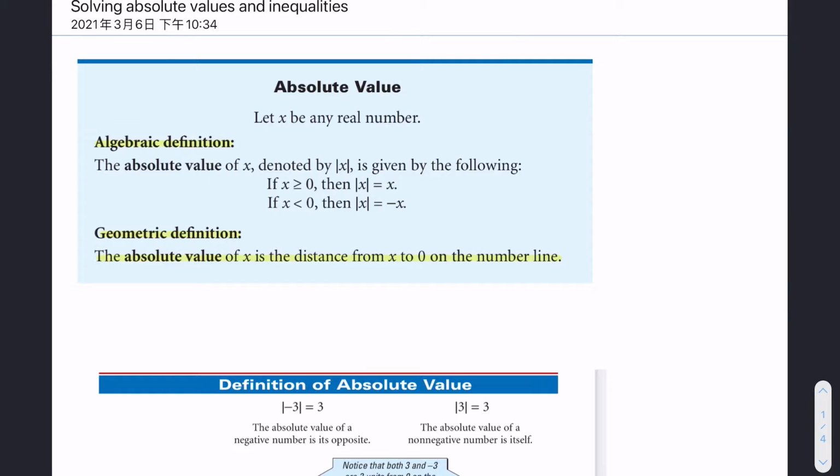Absolute value. The algebraic definition of absolute value is that the absolute value of x, denoted by |x|, is given by the following. If x is greater than or equal to 0, then the absolute value of x is x. If x is less than 0, then the absolute value of x is negative x. The geometric definition states that the absolute value of x is the distance from x to 0 on the number line.